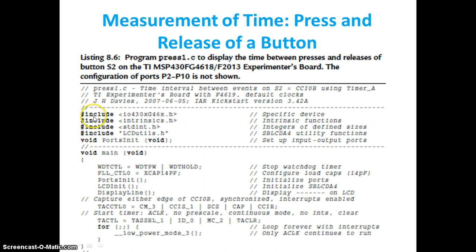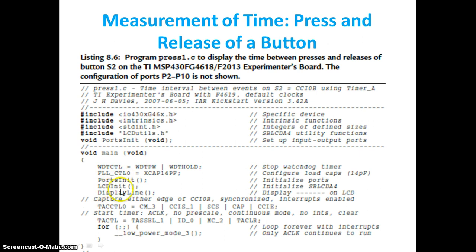As you all know, these first three lines may already be known to you, so I will not discuss them. Then #include lcd utilities.h, this is an LCD utility header file we have. Then we have another function, void port init, which is a port initialization function. Now let us come to the main program. First thing, we are going to disable the watchdog timer. Then they are configuring the load capacitance for the frequency lock loop clock generation. Next, inside the main program, they are initializing the ports. I will explain that port initialization in the next slide.